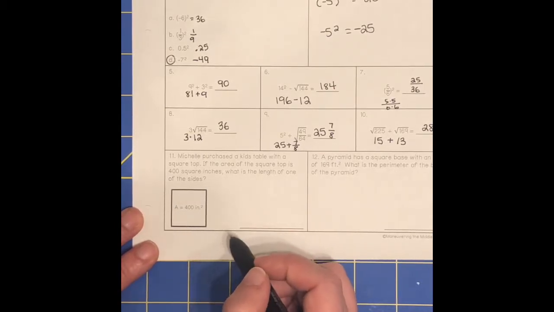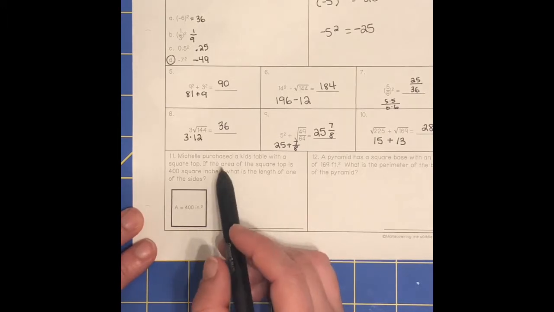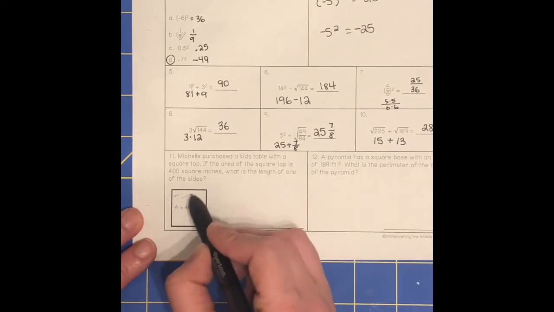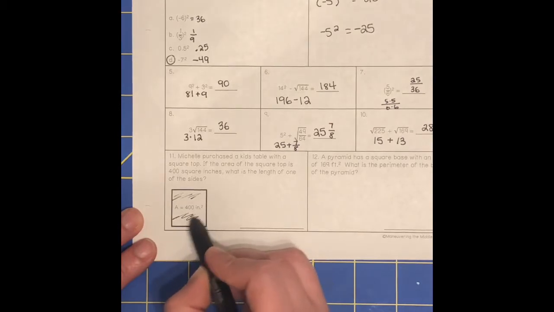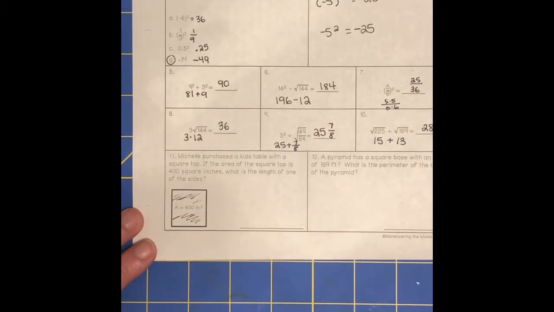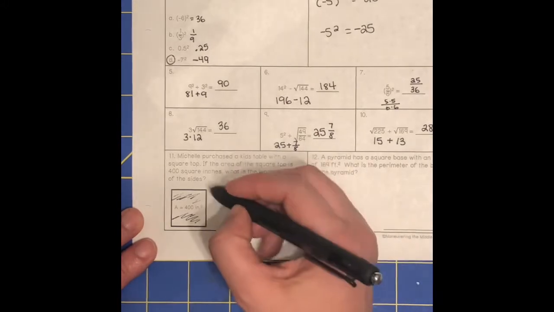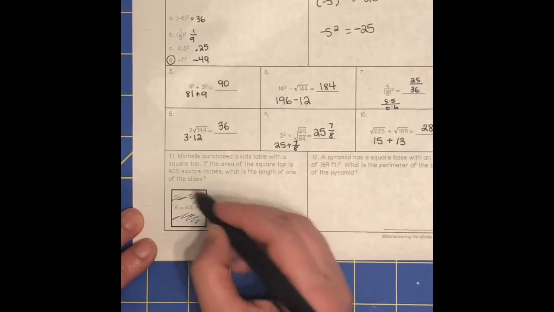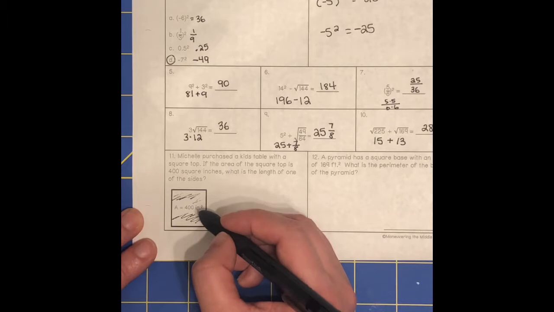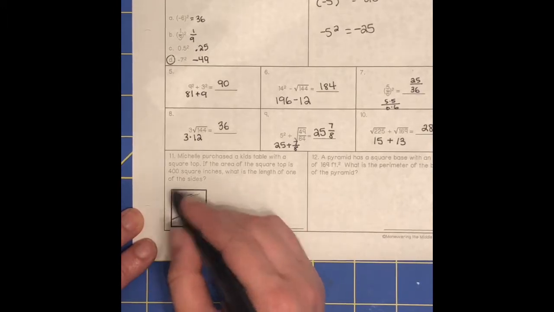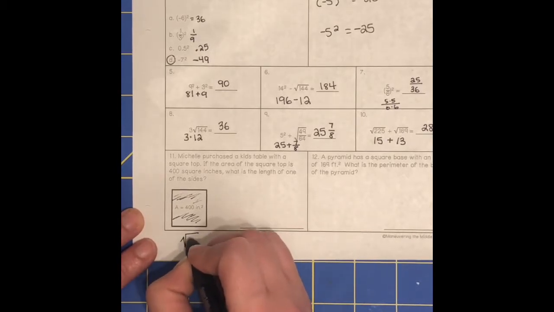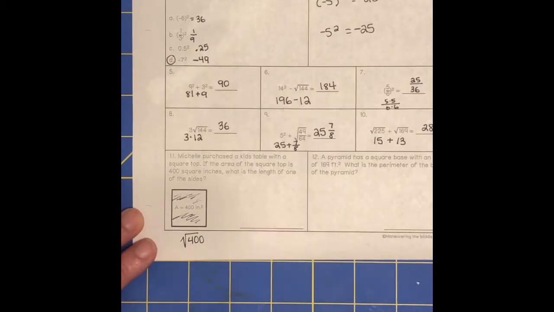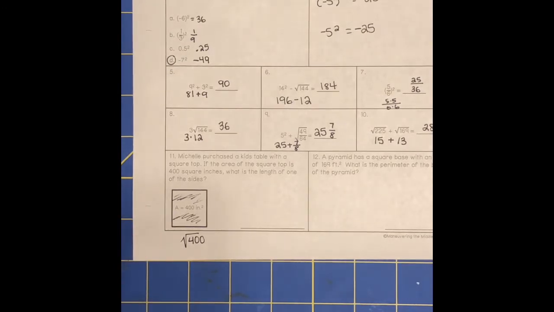So if I'm thinking about this, area again is within that area. Think about this as the fence, and think about the grass like on the soccer field as the area, and the perimeter is the fence. So I'm going to be finding the square root of 400.